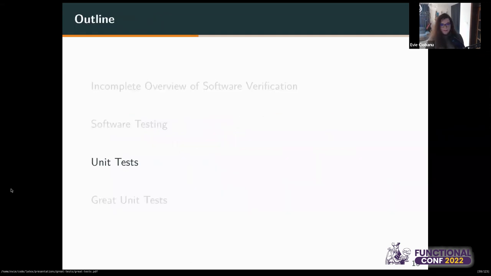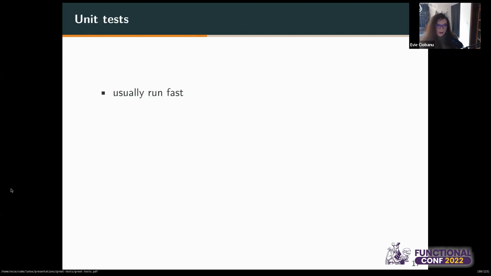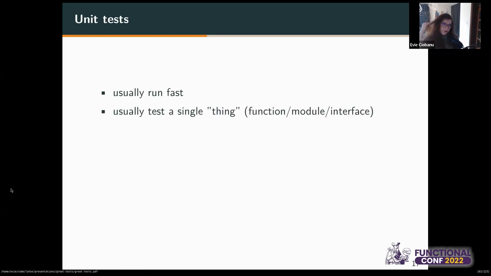Okay, so that's the software testing. I'm going to quickly go through unit tests, and then we can have a look at what I'm proposing. As I said, unit tests usually run reasonably fast. They usually, or I should say, test a single thing, whether it's a functional module or interface, something that makes sense in your code base. But it should test a single thing, because if they fail, we want to be able to pinpoint the problem.